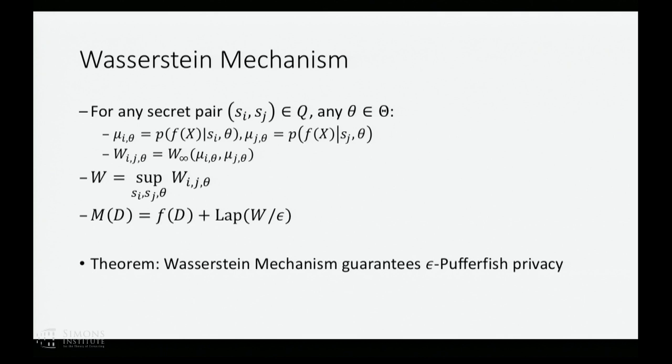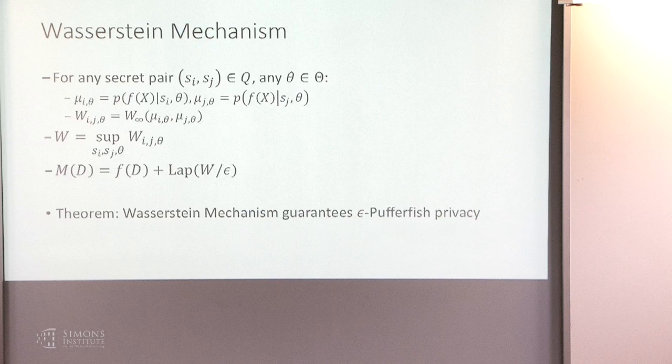One thing worth mentioning is that when Pufferfish privacy reduces to differential privacy, when the set contains all the independent data distributions, the W value here is exactly equal to the global sensitivity of the query function. So basically, we can view the Wasserstein mechanism as an analog to the Laplace mechanism for differential privacy.